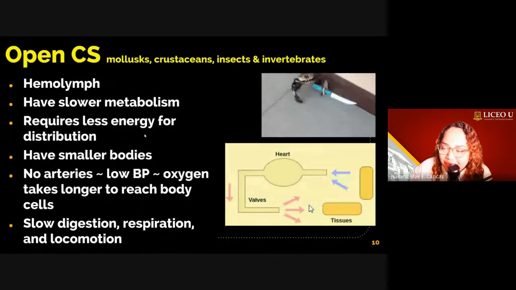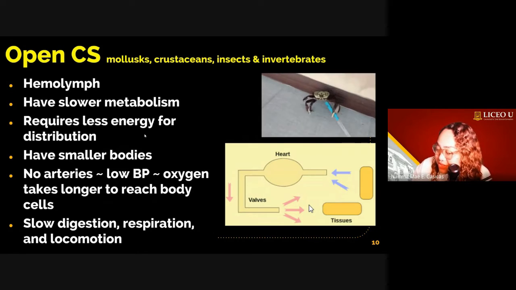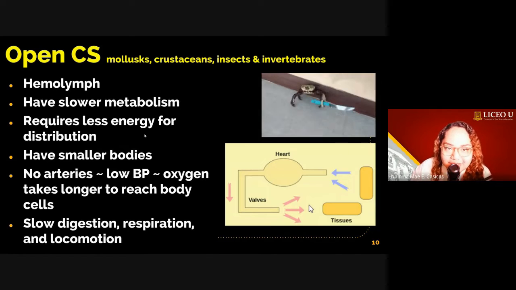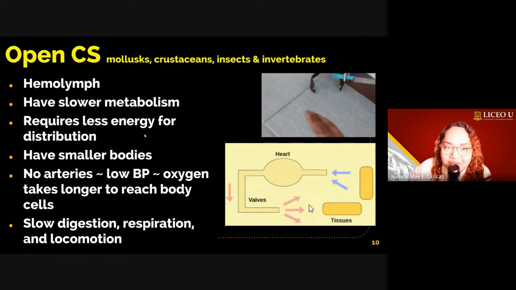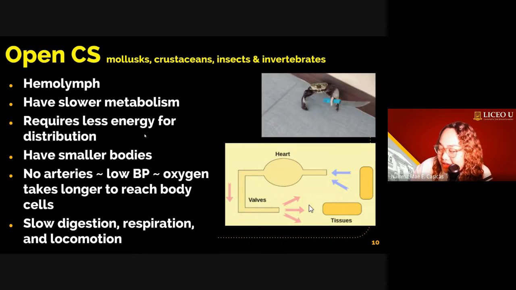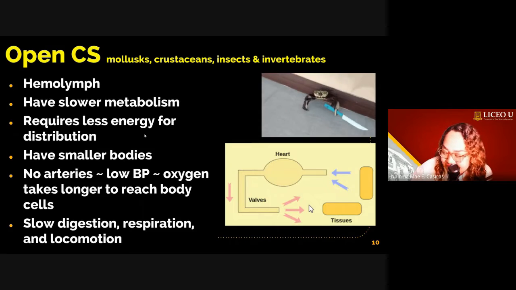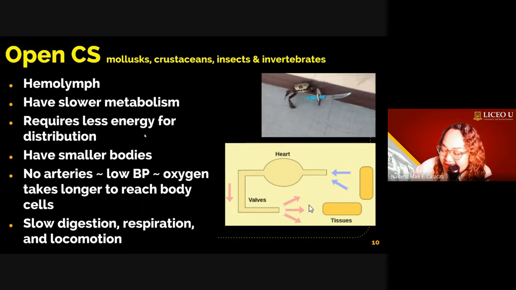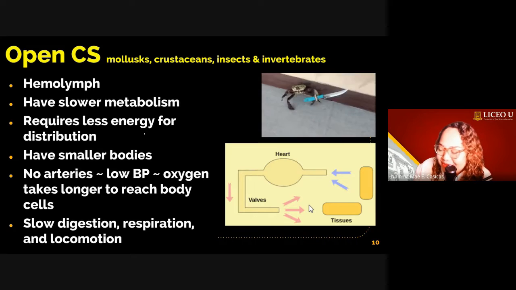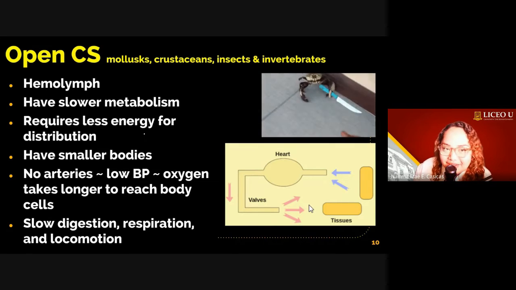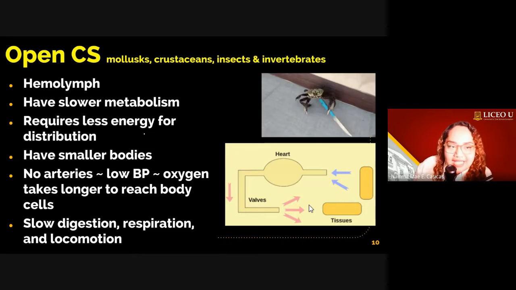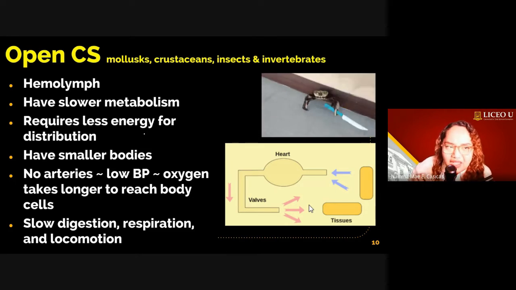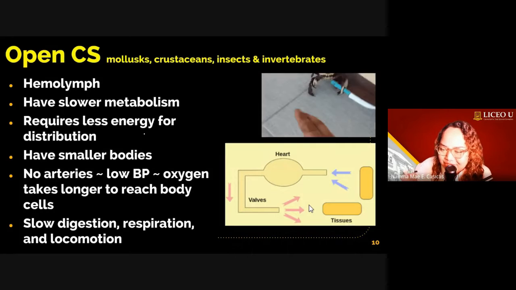So you have two types of circulatory system. You have the open and the closed circulatory system. Let's start with the open circulatory system, which is found in mollusks, your shells, what you eat. Crustaceans, like your favorite, lobster. So yeah, these crustaceans have an open circulatory system. Insects and invertebrates too. They are in the open circulatory system.